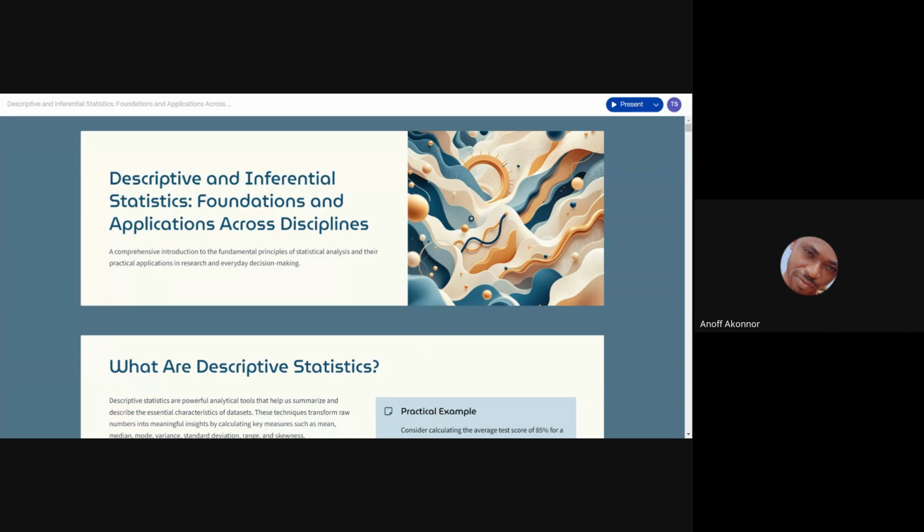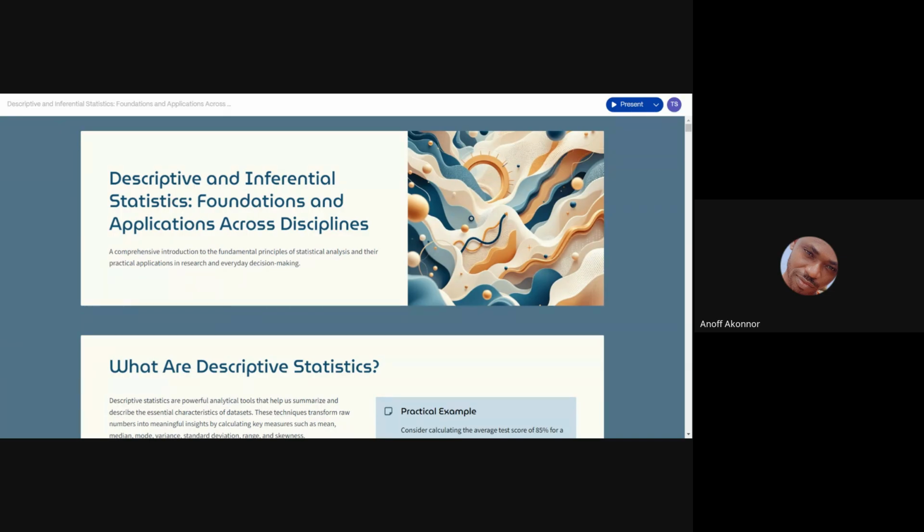And then in the inferential, we are trying to decide what we can conclude from the data that we have gotten. So the descriptive tells what the data says. We don't go beyond the data. But when it comes to the inferential, we are making inference on the data that we have gotten. So we are making conclusions as well.